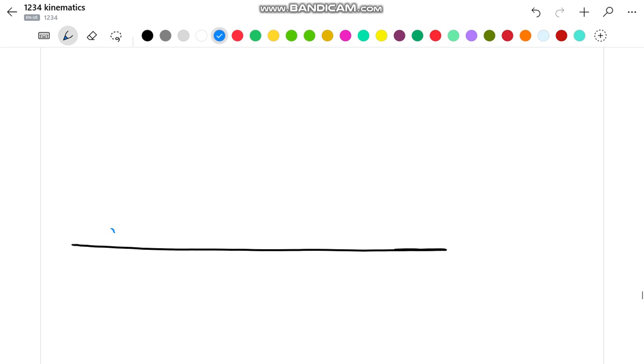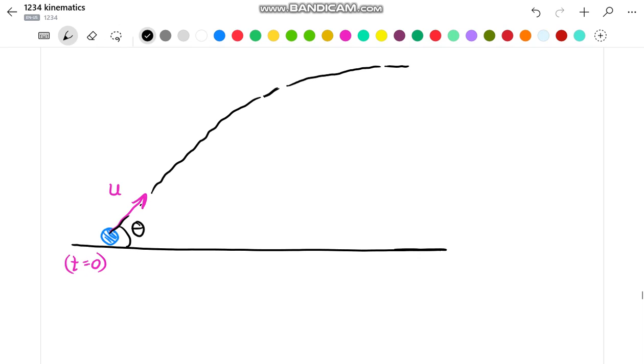The projectile was thrown from ground level at t equal to 0 with initial velocity u at an angle of theta. Now we all know that the subsequent motion of the projectile will be parabolic in nature. It is given that at t equal to 1 second, just 1 second after it was thrown, its velocity makes an angle of 45 degrees with the horizontal. That is, at t equal to 1 second, its velocity vector is making an angle of 45 degrees with the horizontal.